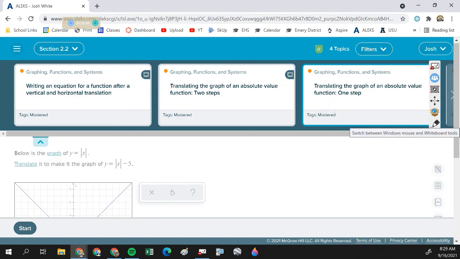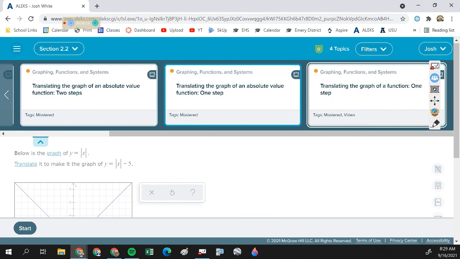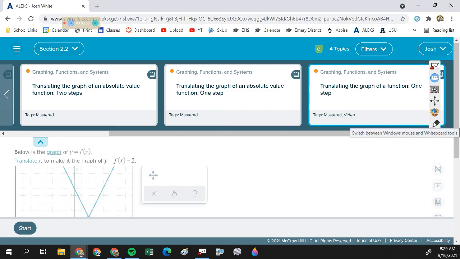Same idea here. You grab the graph and move it down 5. And same idea here. You take the graph and you move it down 2. Okay? That takes care of 2.2.